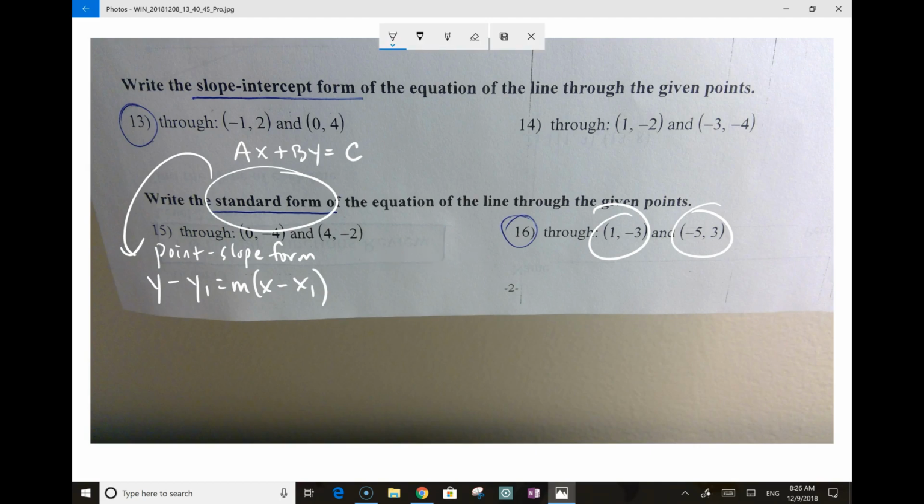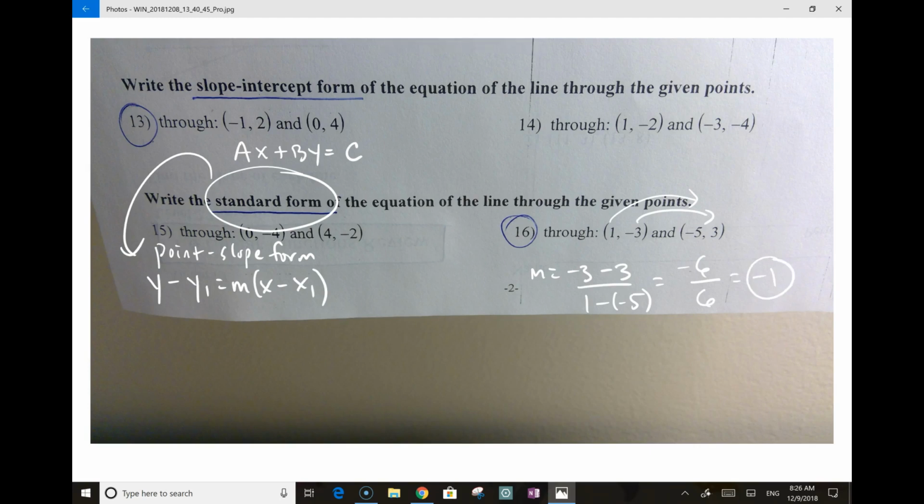So I need the slope first, and this is quick work. So slope is going to be my change in y, which is negative 3 minus 3. And again, keep in mind the direction. So if you're going this way, negative 3 minus 3, and then 1 minus negative 5. Okay, you're going that way. So negative 3 minus 3 is negative 6, and 1 minus negative 5 is positive 6, which creates a slope of negative 1, which is a nice number to work with. So plugging that in, I have negative 1 right there.